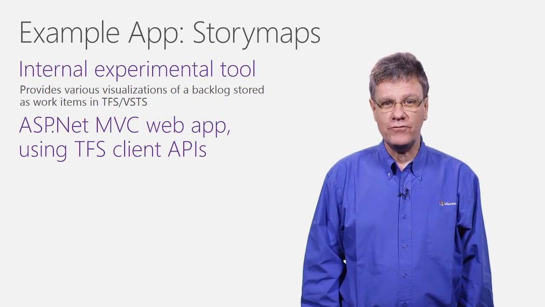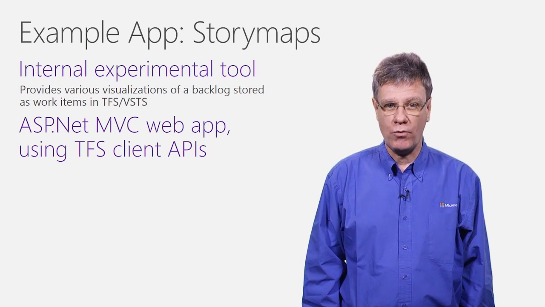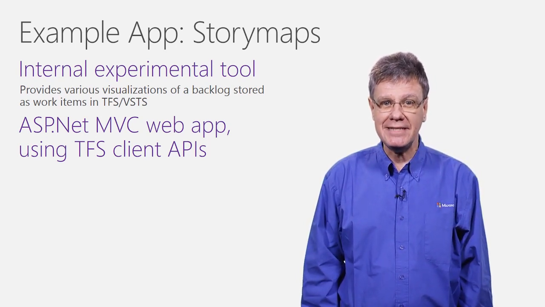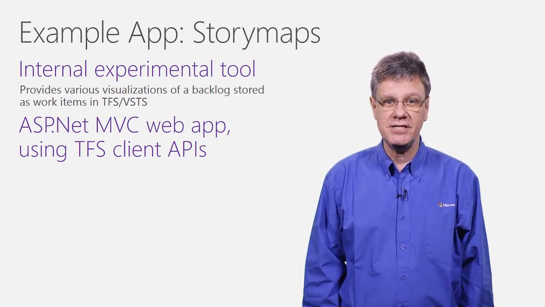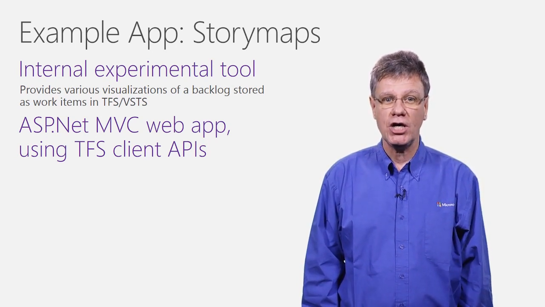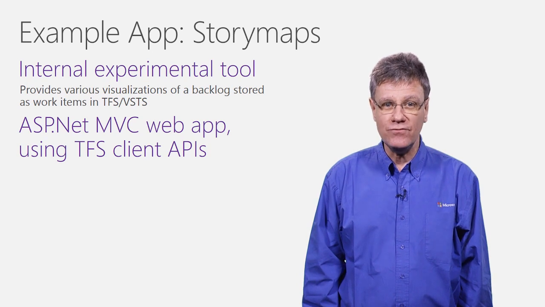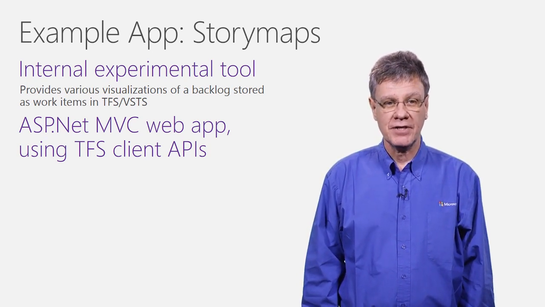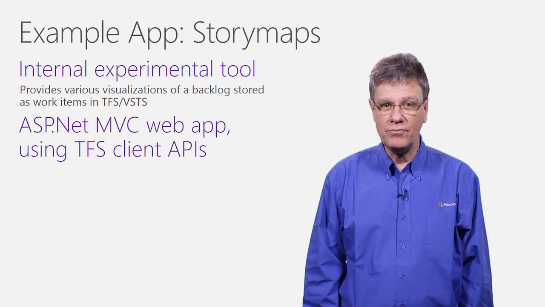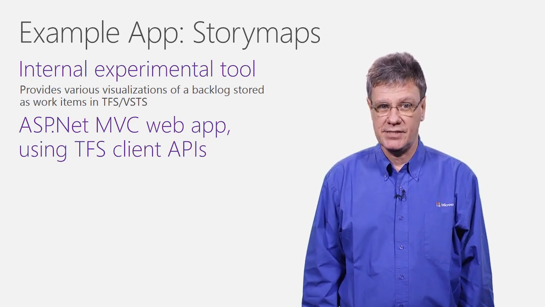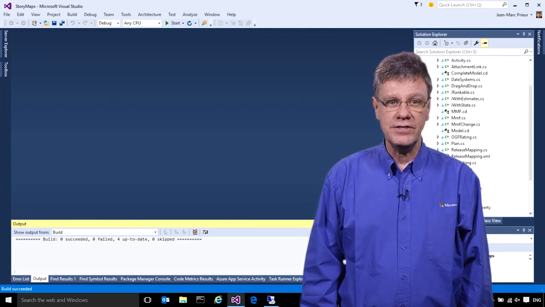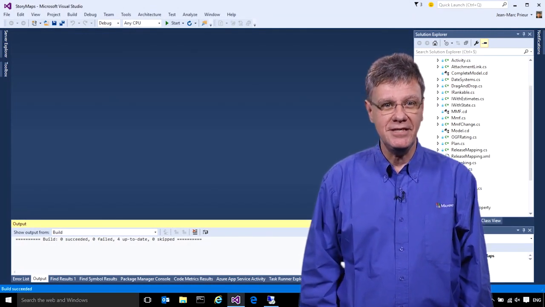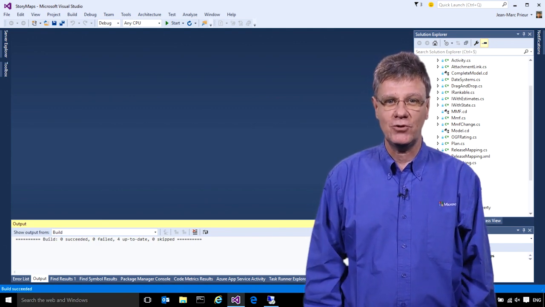In order to explain the features, I need some code to work with. I've chosen to use the code of an internal tool we built to experiment with various visualizations of an agile backlog stored as work items in Team Foundation Server or in Visual Studio Team Services. This is a .NET MVC web app which talks to TFS APIs. For this first demo, I'm working on code and I want to understand the inheritance dependencies in that code.